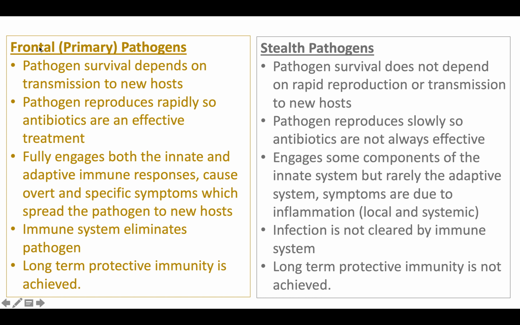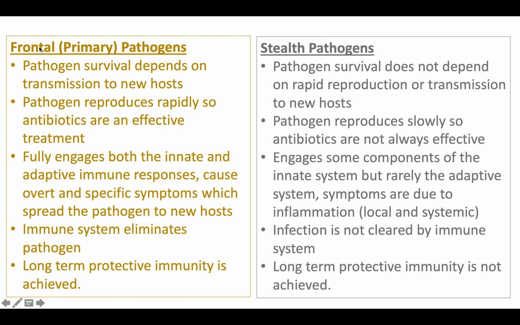In stealth pathogens, again, if we look across there, it engages some components of the innate system, but rarely the adaptive system. So you do not have antibodies forming against these stealth pathogens. The most reaction you'll get is usually due to inflammation.